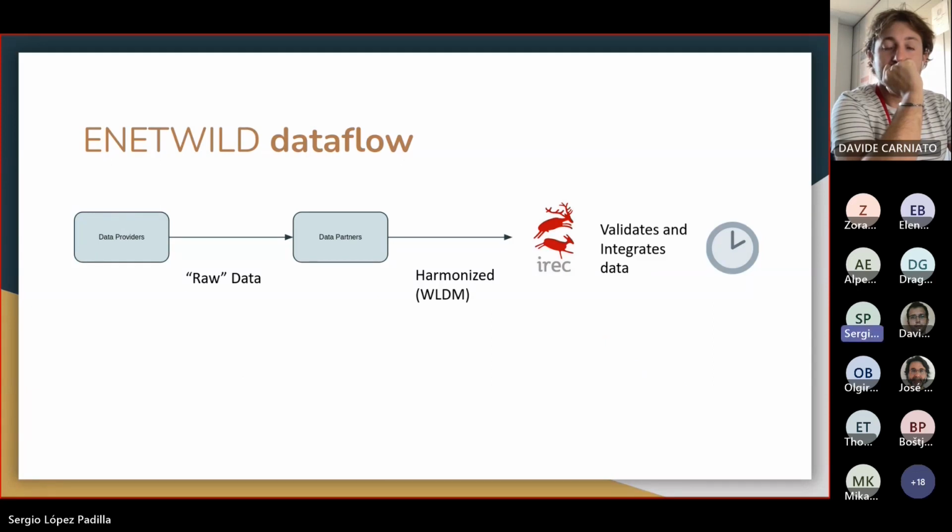The data providers send raw data to the different data partners of the project. They harmonize the data using the wildlife data model, and this harmonized dataset is sent to us together with a shapefile that has the geometries of the dataset, and we validate and integrate the data.